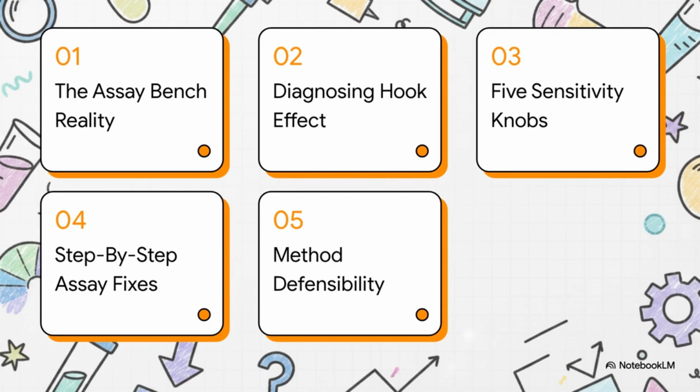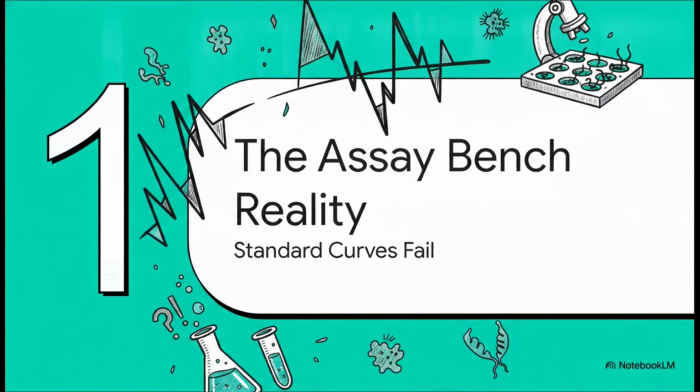Okay, let's dive right into this. Here is our agenda for the explainer today. We'll start with 1. The assay bench reality. Then 2. Diagnosing the hook effect. 3. The 5 sensitivity knobs. 4. Step-by-step assay fixes. And finally, 5. Designing for method defensibility. All right, kicking things off with Section 1, the assay bench reality.